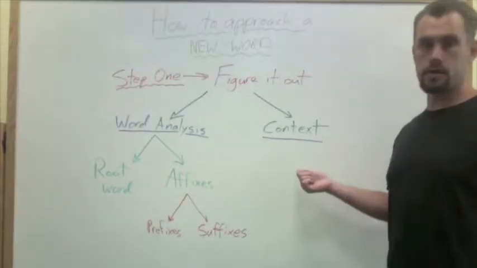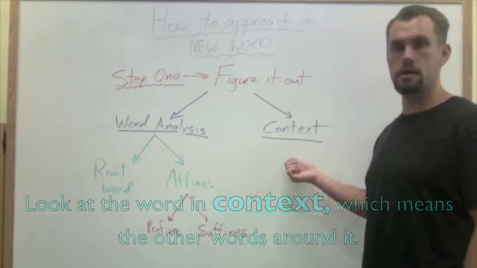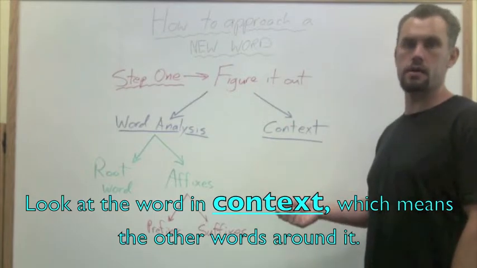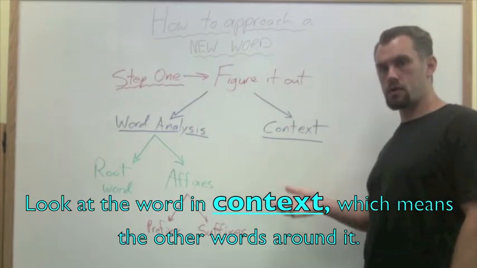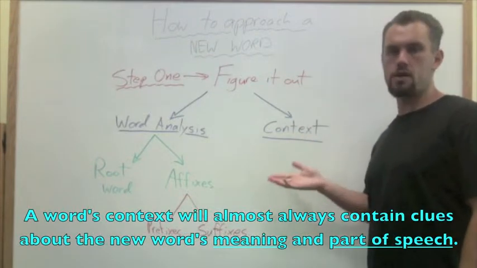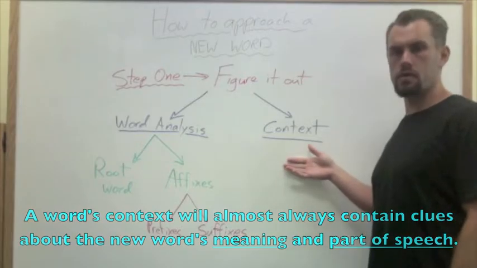In that case, what you'll try and do, and you'll probably do this anyway, this is a natural thing to do as a reader, is to look at the other words around the word that you're trying to figure out. If you look at those words and you look at the sentences before and after, you can often figure it out or get very close to the meaning of the word.